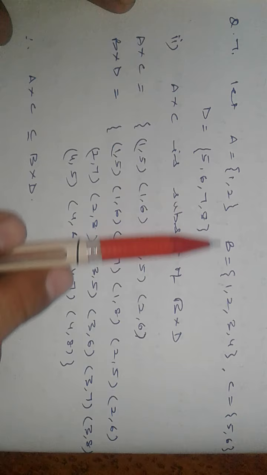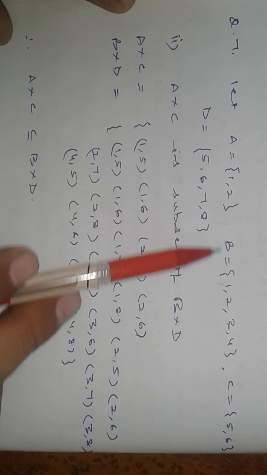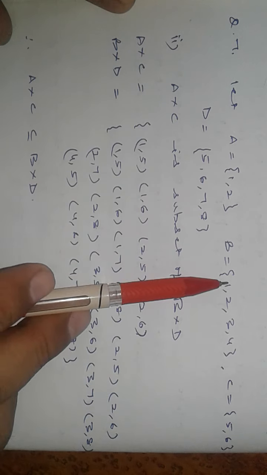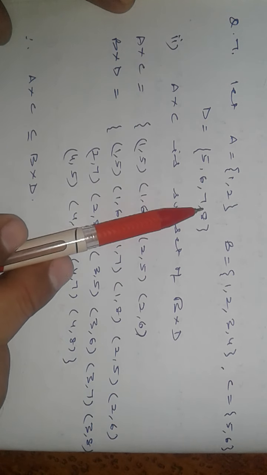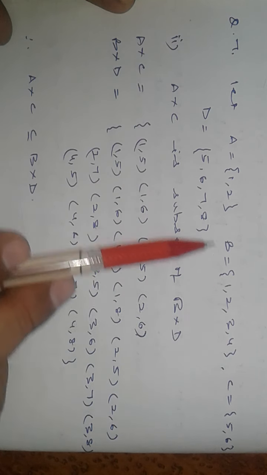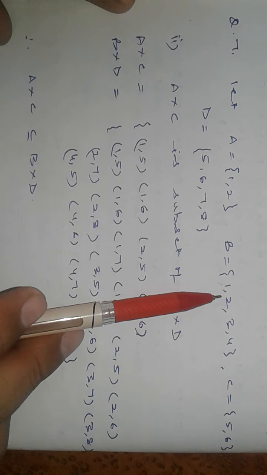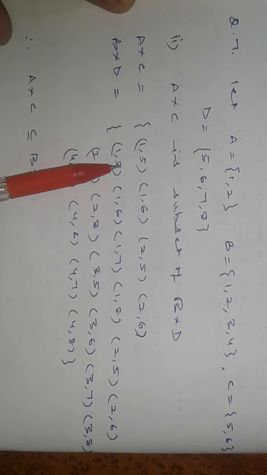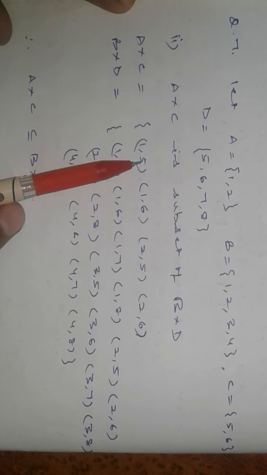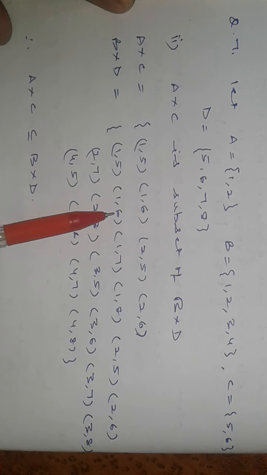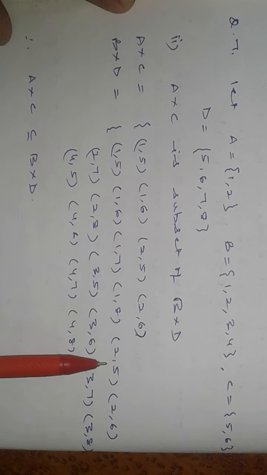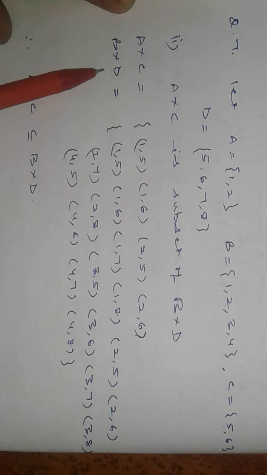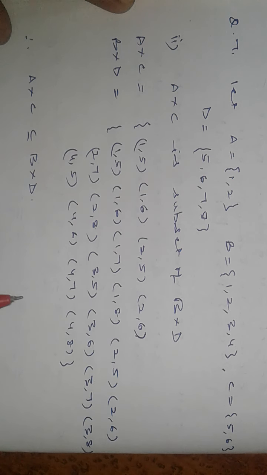A cross C is (1,5), (1,6), (2,5), (2,6). Similarly we will find B cross D: (1,5), (1,6), (1,7), (1,8), (2,5), (2,6), (2,7), (2,8), and so on. If we check in B cross D, (1,5) is there, (1,6) is there, (2,5) is there, (2,6) is there. So A cross C is a subset of B cross D.